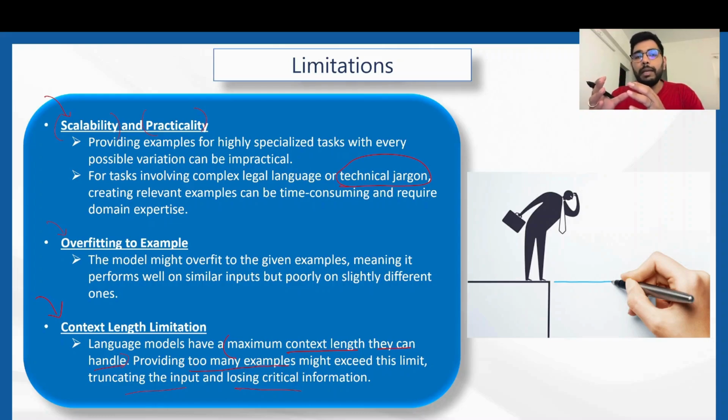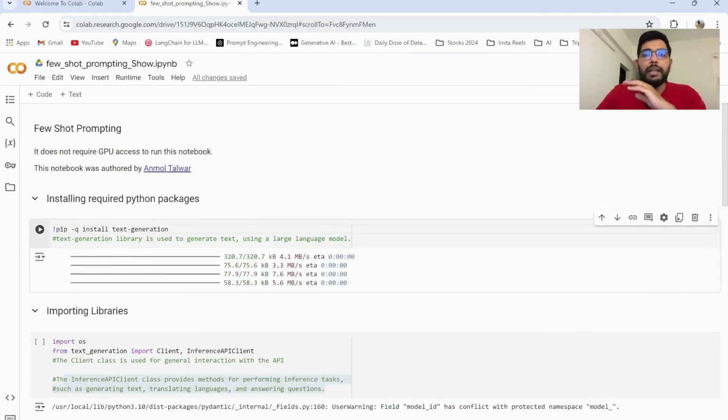So the model won't be able to refer to the examples which have been truncated because the number of examples had crossed the context length. This is the meaning of context length limitation. Now coming to the last part, where we'll learn to implement the theoretical use case which we just saw in the video. We'll try to implement it practically using a Python notebook.